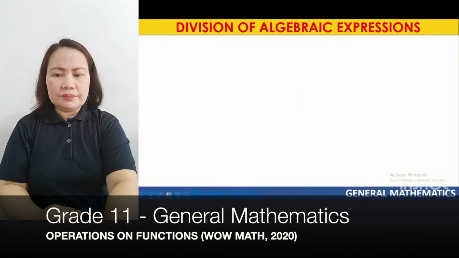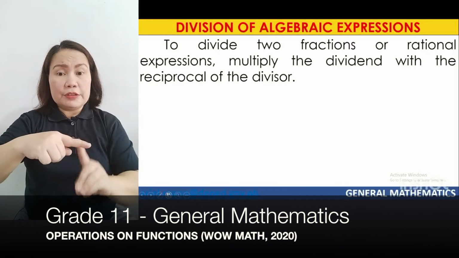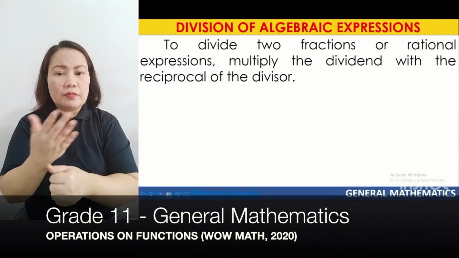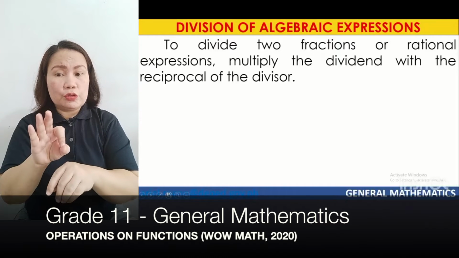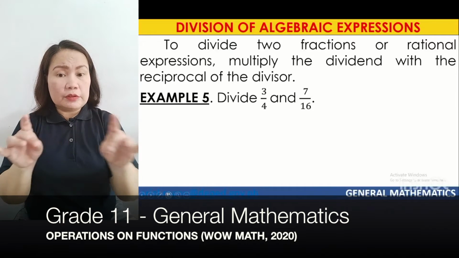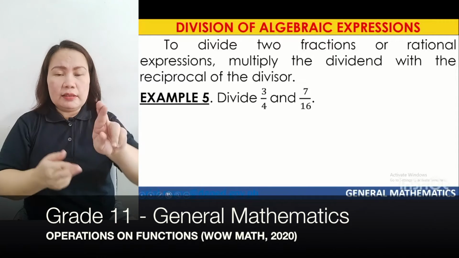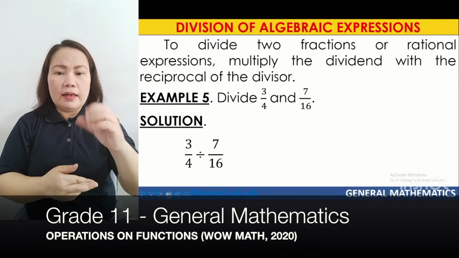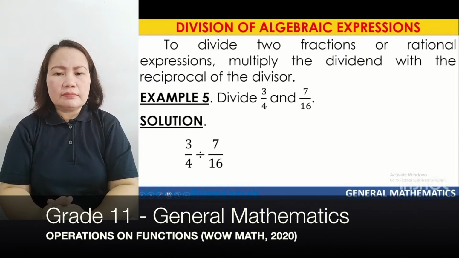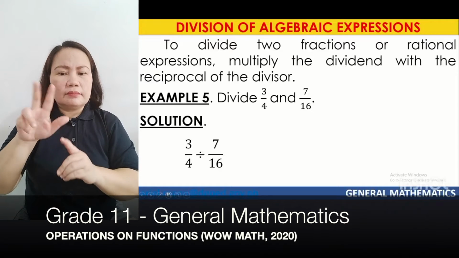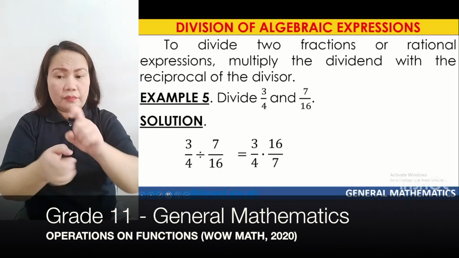Okay, so another is for division of algebraic expression. To divide two fractions or rational expressions, multiply the dividend with the reciprocal of the divisor. For example, divide 3/4 and 7 over 16. So, anong gagawin? Get the reciprocal of 7 over 16 and proceed to multiplication. 3/4 times 16 over 7.